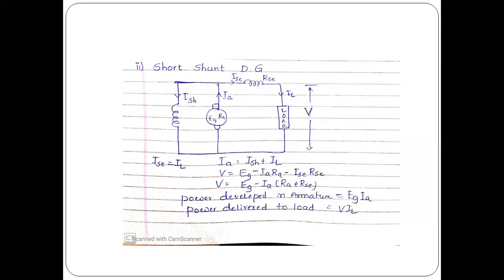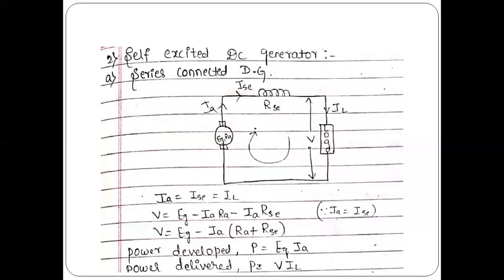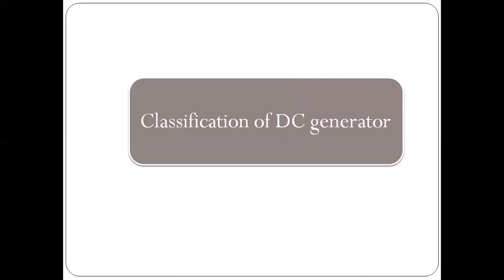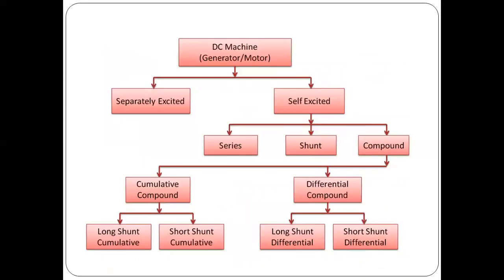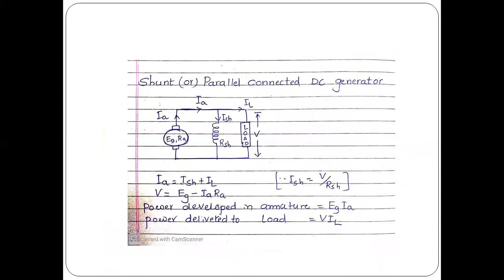So these are the classification of DC generator. The main thing is the current flow, and based on that we have to apply KVL. We will get the equations, and these equations are important while solving problems. So you practice. This is an important question, classification of DC generator, from the exam point of view. You practice this and try to write the equations.